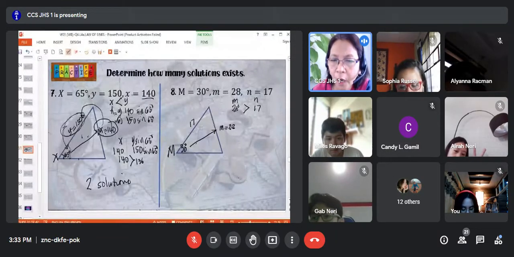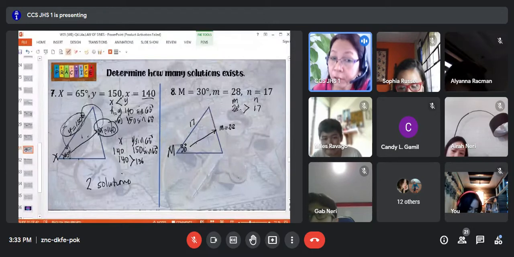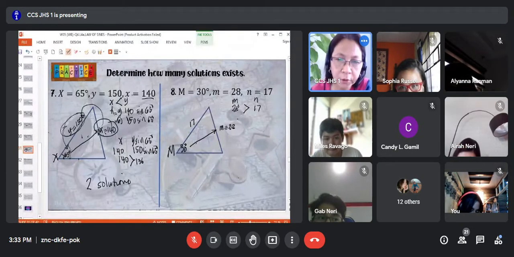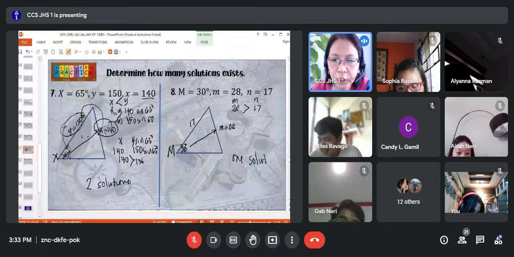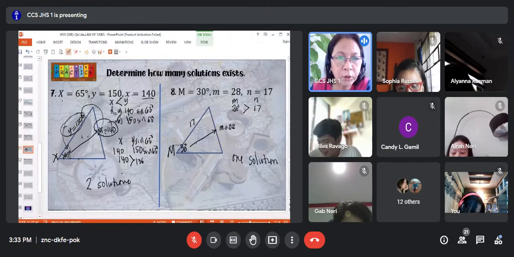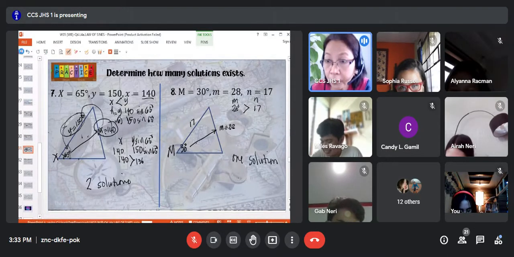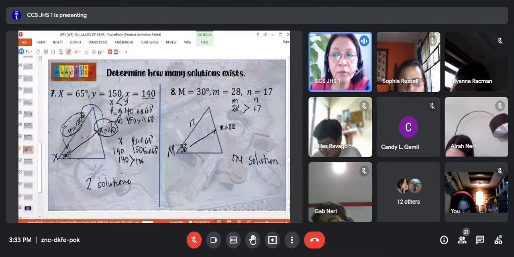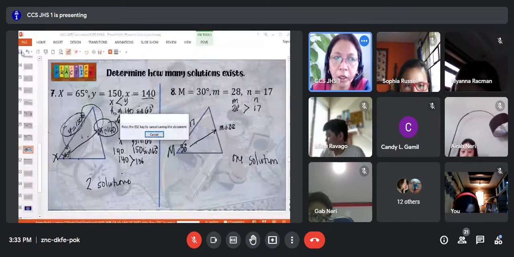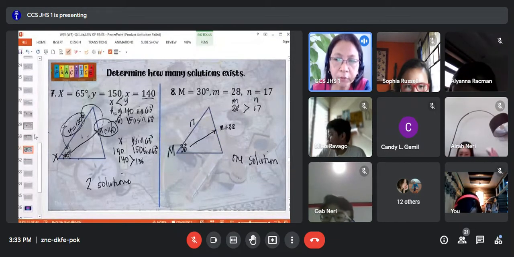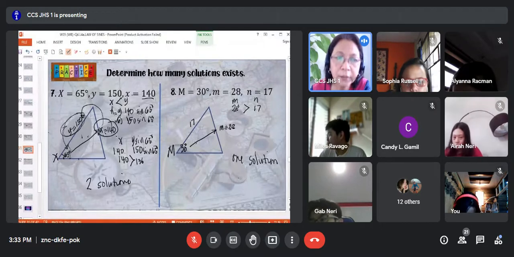If the side opposite the given angle is greater than the other side, one solution. I forgot to change the data here because in section C, they were all two solutions. So I have to make it one solution. Okay, clear? So only solve for H if the side opposite the given angle is lesser than the other side.